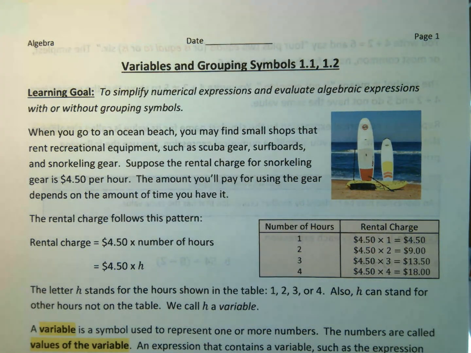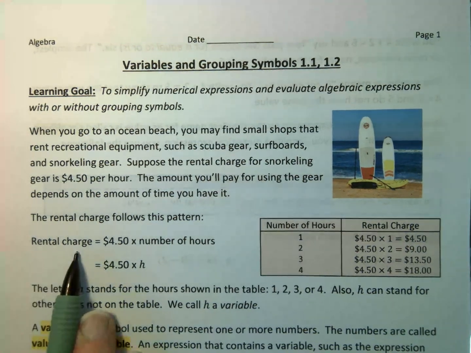Okay, so when you go to an ocean beach, you may find small shops that rent recreational equipment such as scuba gear, surfboards, and snorkeling gear. You can also get chairs and umbrellas and stuff. Suppose the rental charge for snorkeling gear is $4.50 per hour. The amount you'll pay for using the gear depends on the amount of time you have it. So the rental charge follows this pattern.